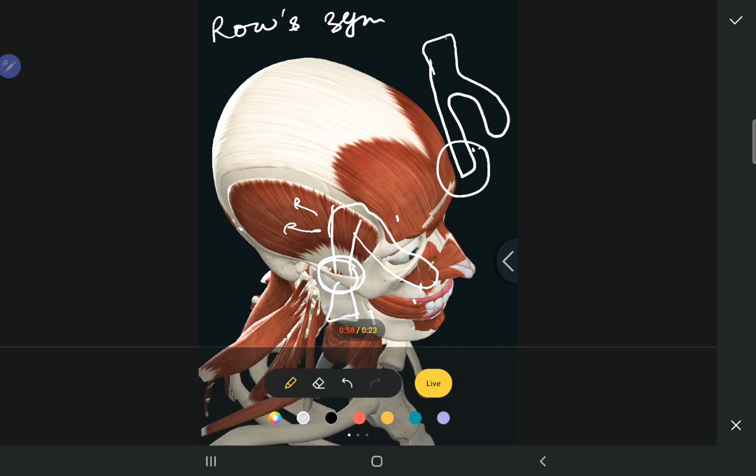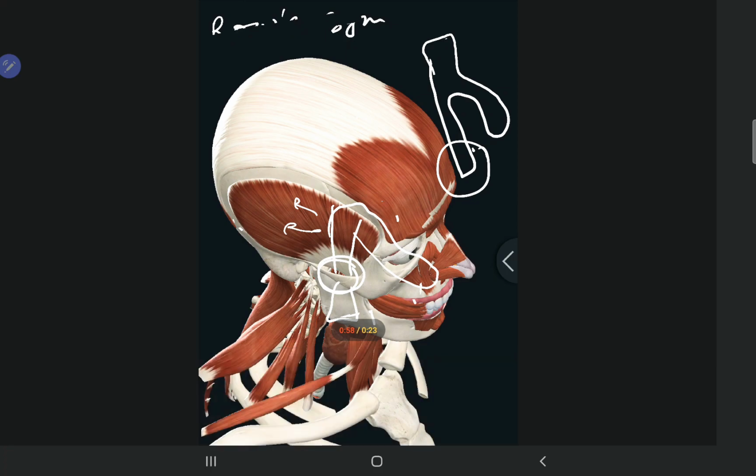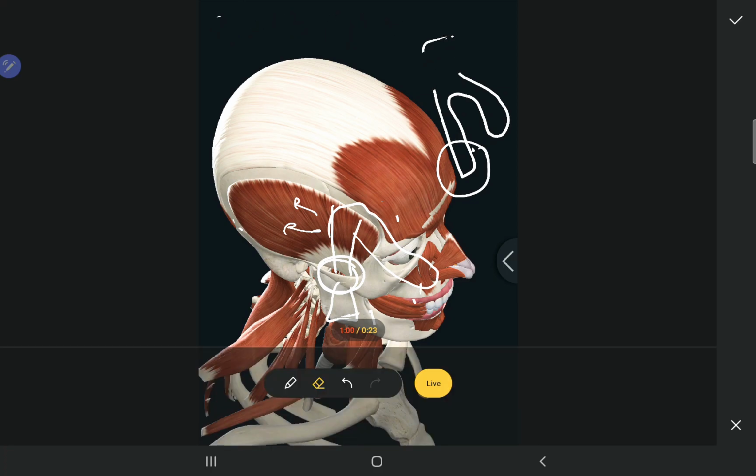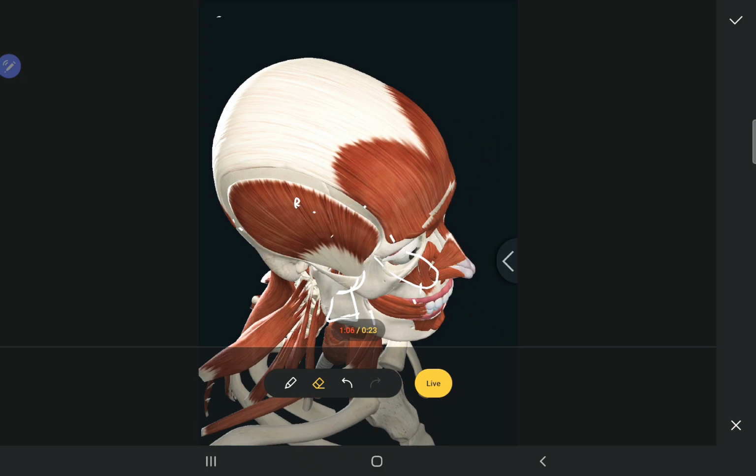So this is how we use these elevators and do the Gillies temporal approach. So we go from the temporal bone. Why is it known as the Gillies temporal approach? Because we are going from the temporal bone.